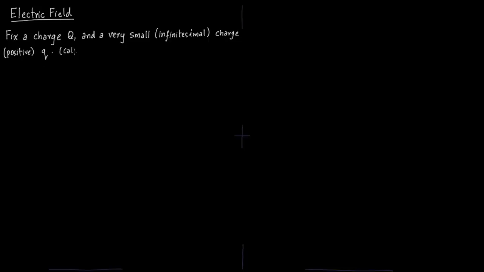We now want to talk about electric field. So first we fix a charge capital Q and we want to find the electric field associated with this charge capital Q. And we also have a very small, infinitesimal charge, and this charge is conventionally taken to be a positive charge q. This is called a test charge. So you have a charge capital Q whose electric field you want to find, and you have a test charge.